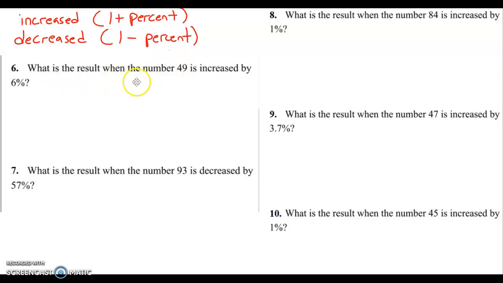So it says, what is the result if the number 49 is increased by 6%? So we have to increase it by 6% of 49. You can simply take the 49 and multiply it times 1 plus 0.06, which is 6% converted to a decimal. So you just easily type this in the calculator and you'll get your answer.